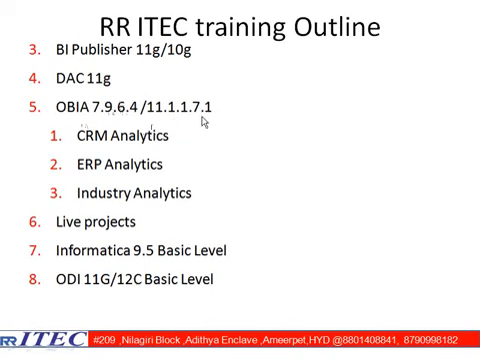The 11117 version is a combination of ODA plus OBIEE. These analytics are divided into 3 types: CRM, ERP, industry. Those all 3 things are going to be discussed here. Next, a live project will also be going on, along with Informatica 9.5 basic level and ODA basic level.